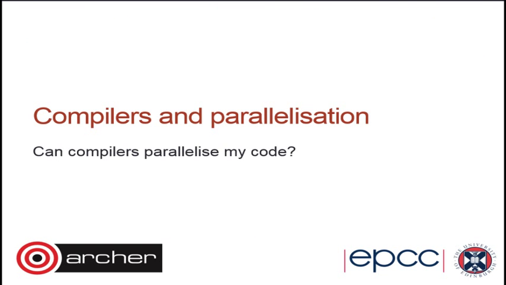So, based upon all of that, potentially it sounds like the compiler is doing some pretty clever stuff. And I suppose a natural question is, okay, well, can it go further? Can it parallelize my code for me? Can I give it a serial code and then out the other end pop a parallel version of it that could run on something like Archer? And the good news is, the answer is no. And the reason that's good news is because it will put people like me out of a job.